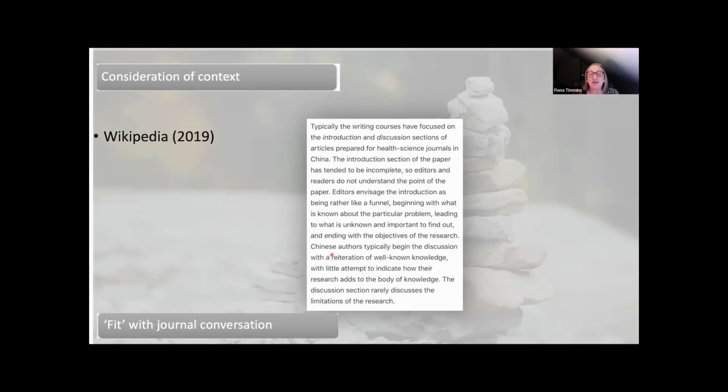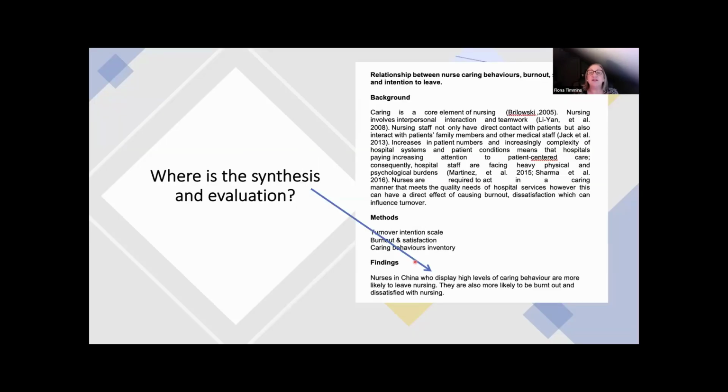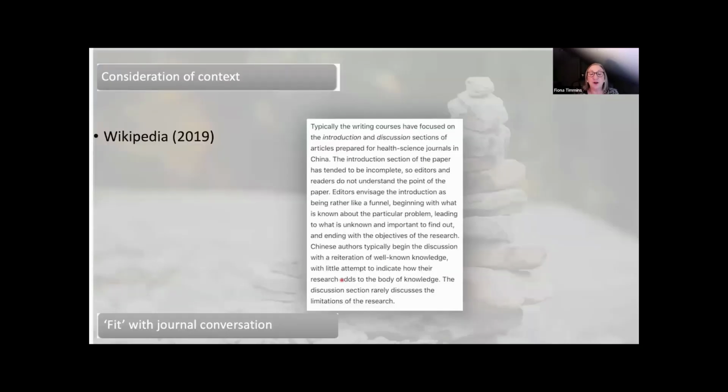They say here then that Chinese authors typically begin their discussion, and this could be the introduction, I suppose, as well, with a reiteration of well-known knowledge and little attempt to indicate how the research adds to the body of knowledge. The discussion section rarely discusses the limitation of the research. So this reiteration of well-known knowledge is incredibly common, and not only for Chinese authors, but for all authors. Again, back to this, caring is a core element of nursing. We know that. There's probably not a single person in nursing who doesn't know that. What do we not know?